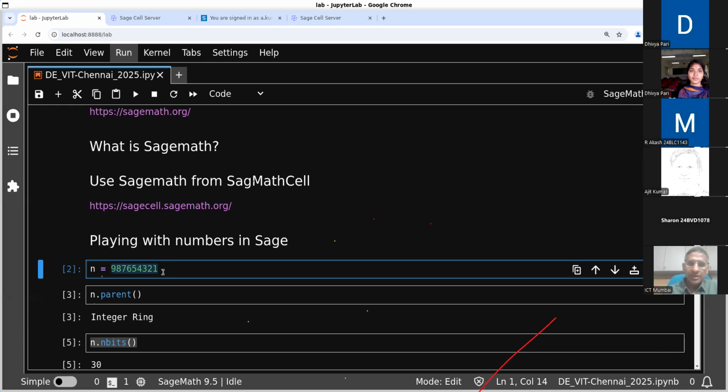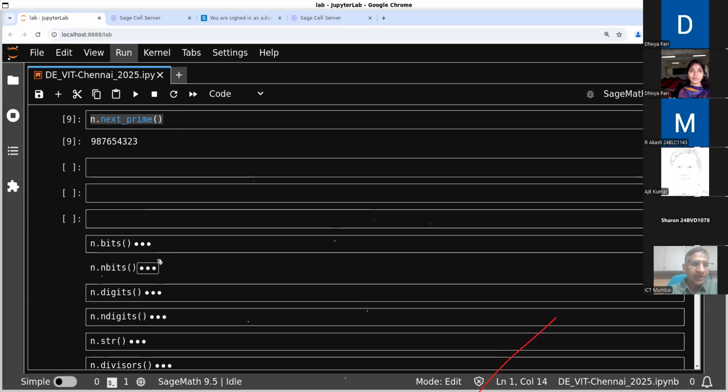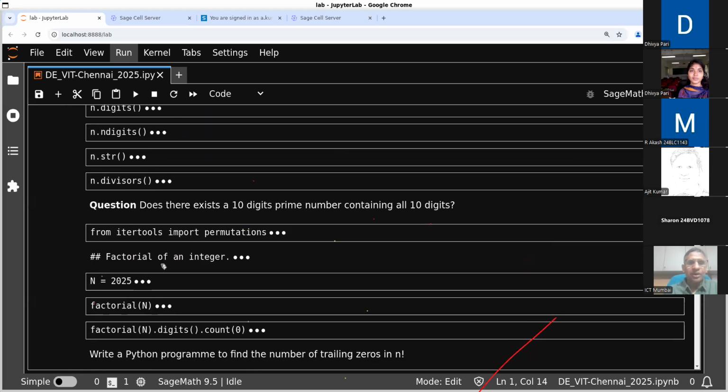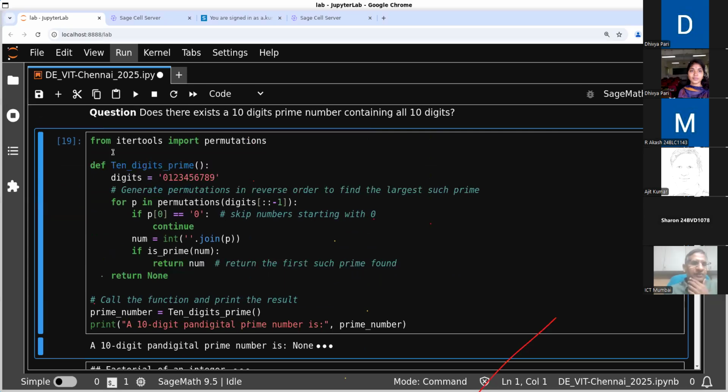Is there a prime number having 10 digits in which each digit 0 to 9 appears? That's the question. Now, very easily you can write a Python program for this. You will get the answer. But here we can also combine the power of SageMath. So, for example, I wrote this program.